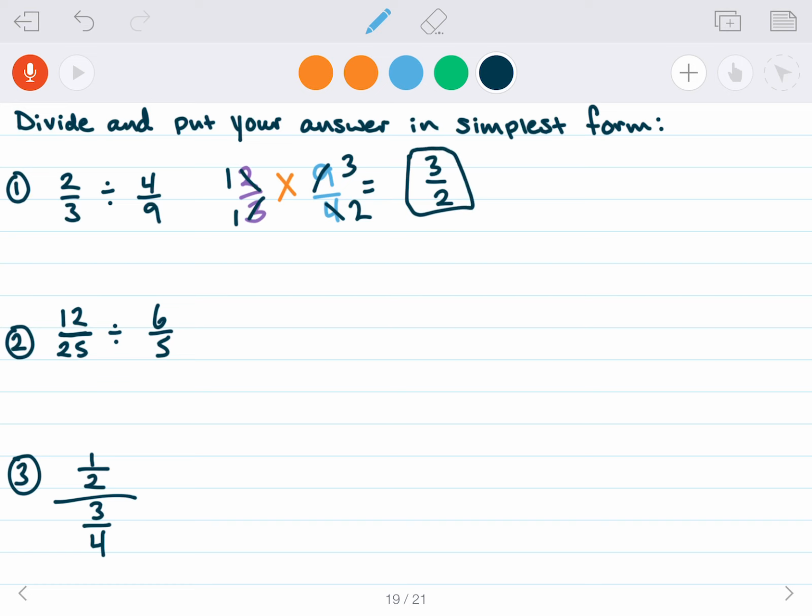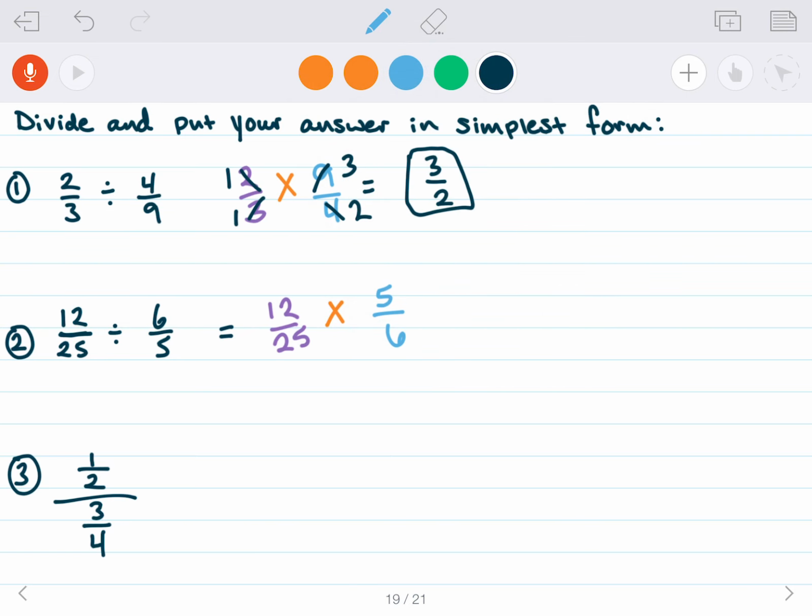All right, I'd like you guys to pause the video and try that one. All right, keep, change, flip. So we're keeping the first fraction, 12 over 25. We're changing division to multiplication, and we're flipping the second fraction. So we're flipping 6 over 5 to 5 over 6, and now I'm going to cross simplify.